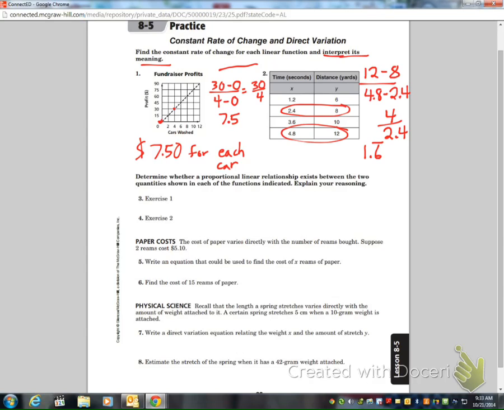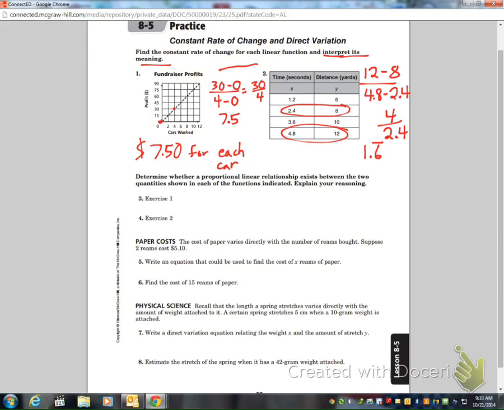Now, let's go on to the later questions because they're a little bit more difficult. All right. Determine whether a proportional relationship exists between the two quantities shown in each of the functions. Explain your reasoning. All right. Proportional relationship means simply, does it show direct variation? So look at the first one. Is number 1 direct variation, yes or no? Yes. How do I know that?